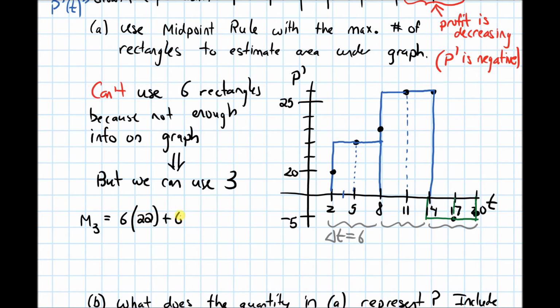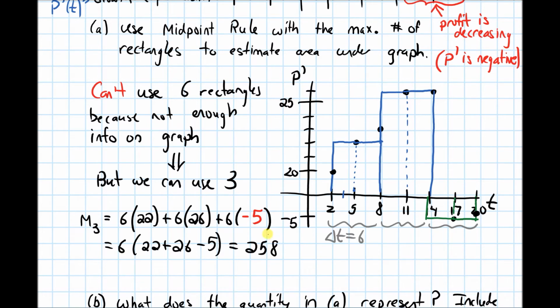Next rectangle, the base is 6, and the height is 26, so I get 6 times 26. For the last rectangle, the base is 6 again, and because we had to draw down for that value, we had a negative value for the profit growth there. I need to keep track of that negative value. I have to think of this as sort of a negative area. Okay, so now if I factor out the 6, we get 6 times 22 plus 26 and then minus 5. And working that out gives us 258.